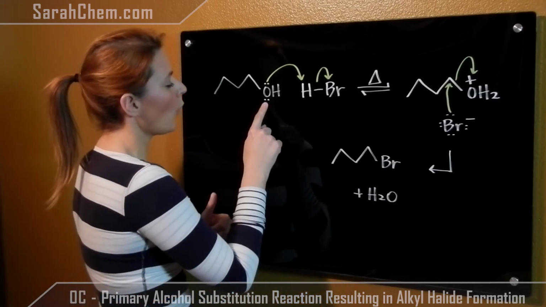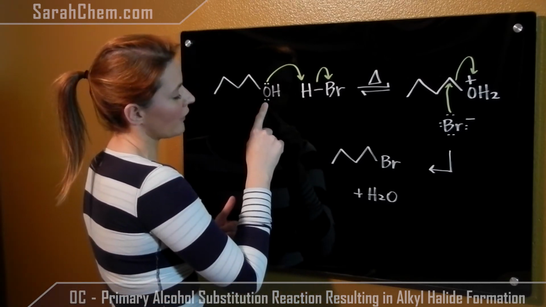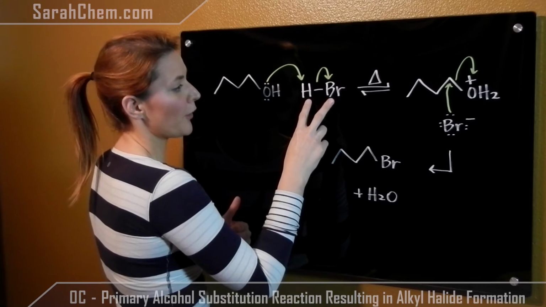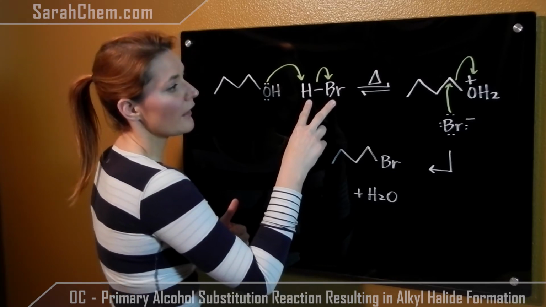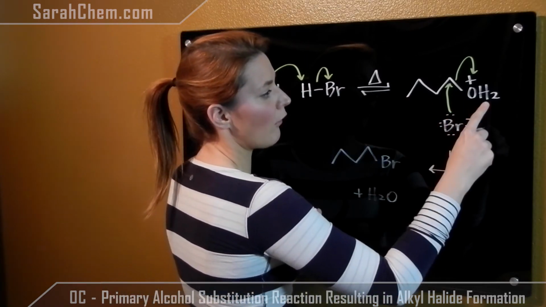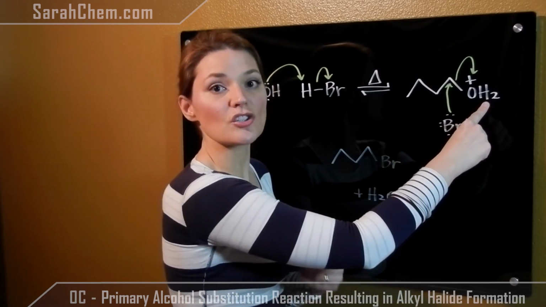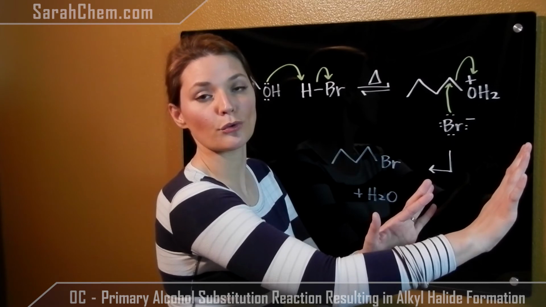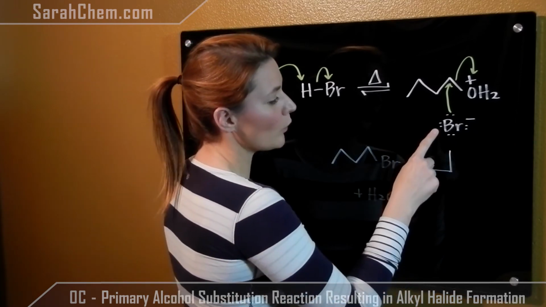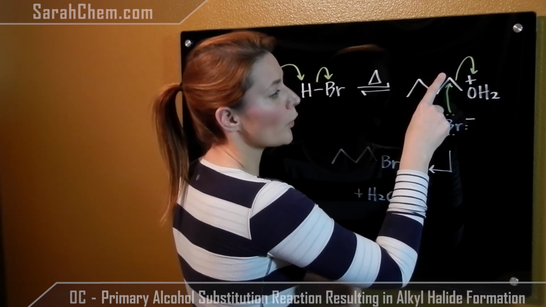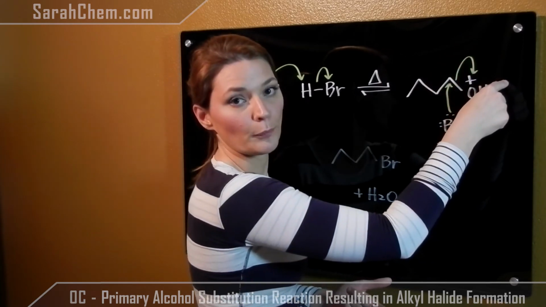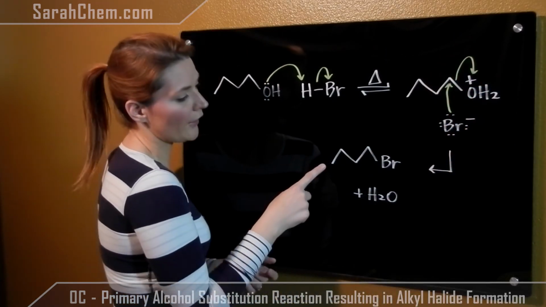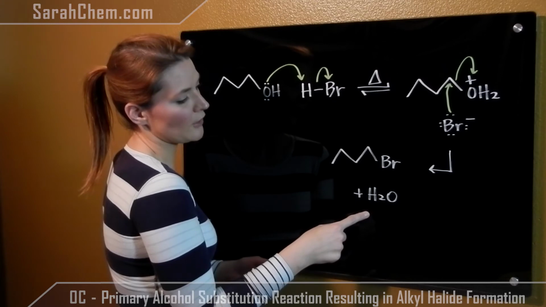Over here, my OH, with the oxygen and its lone pairs, will attack that hydrogen, breaking the bond between these two. That results in the formation of a protonated alcohol. Because it would be too unstable to form a carbocation, we're not just going to have the OH2 group leave. Instead, the bromine will come, attack that carbon, which then kicks the water group off, resulting in our alkyl halide and water formation.